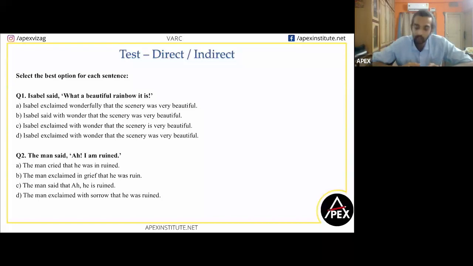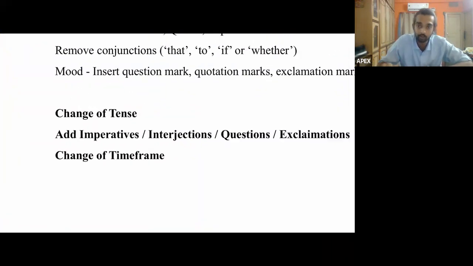Isabel said, what a beautiful rainbow it is. So see, said will be changed as exclaimed. Correct, so obviously B option is wrong. So Isabel exclaimed with wonder that the scenery was. It should be was. So these 2 options are left. C option is also wrong.